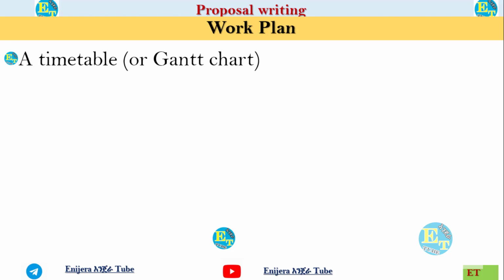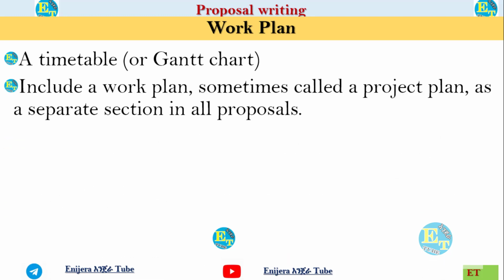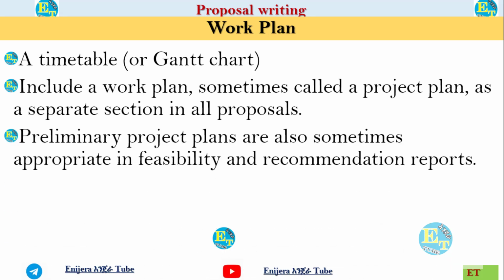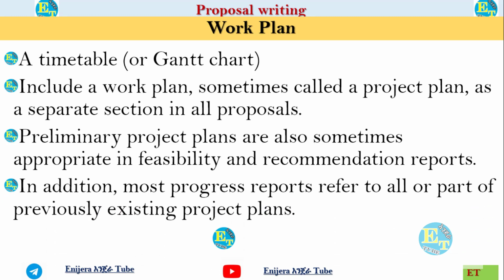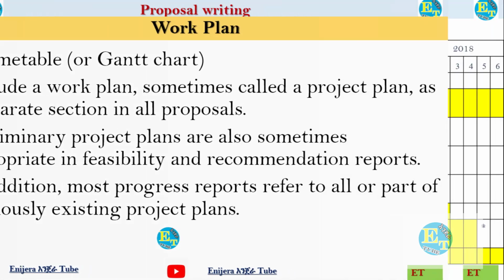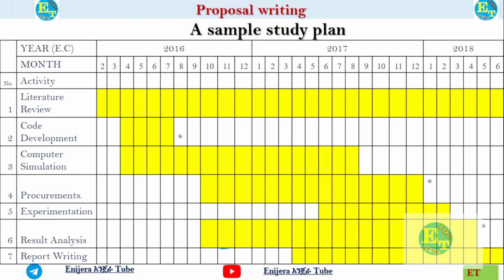is a timetable or Gantt chart. Include a work plan, sometimes called a project plan, as a separate section in all proposals. Preliminary project plans are also sometimes appropriate in feasibility and recommendation reports. In addition, most progress reports refer to all or part of previously existing project plans. Look at this one.